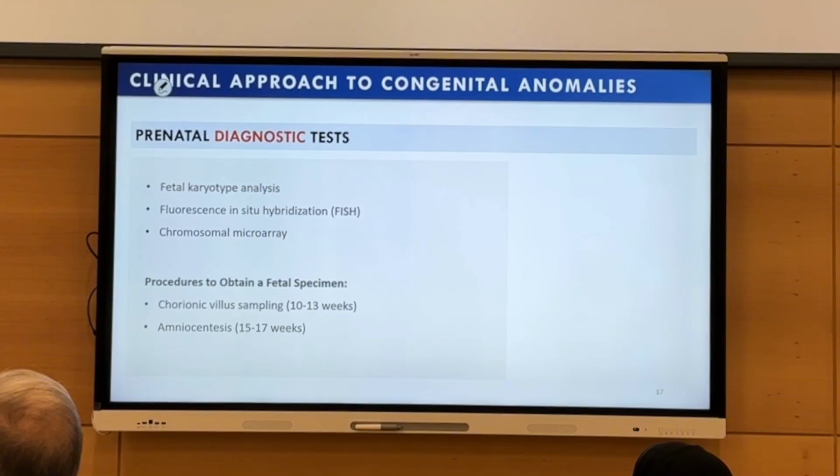Is there any other test that you can do within that window in addition to this? What are they? Nuchal translucency. This is by ultrasound. It's just one of the signs, and it's also non-specific. Are there any other tests that you need to do? Quad test, triple test. Okay, those are screening tests.